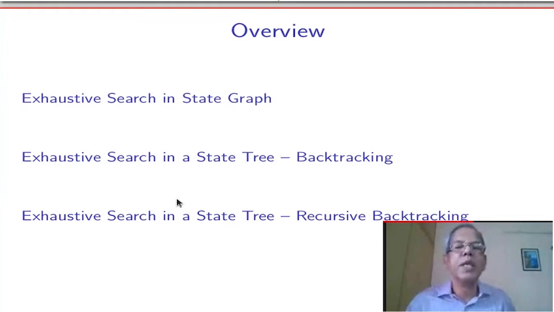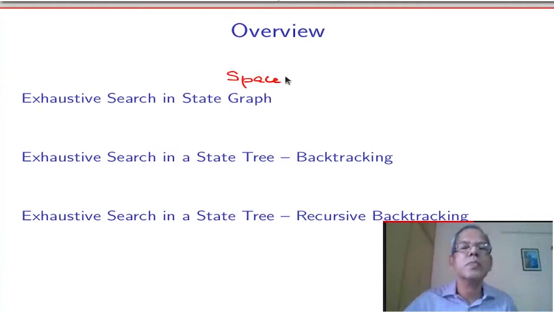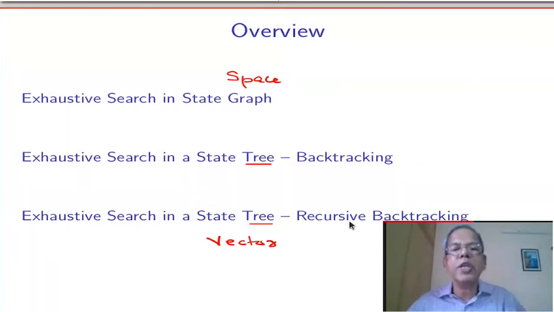Exhaustive search in a state space graph. In general, suppose the state space is a tree. Then we can use backtracking. Suppose the state space is a tree and the state is represented as a vector, then we can use recursive backtracking.